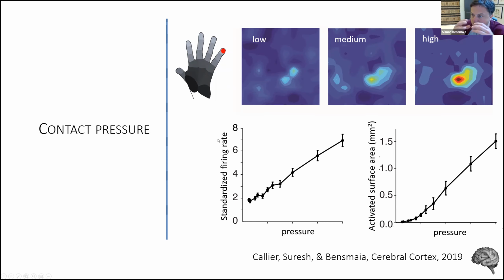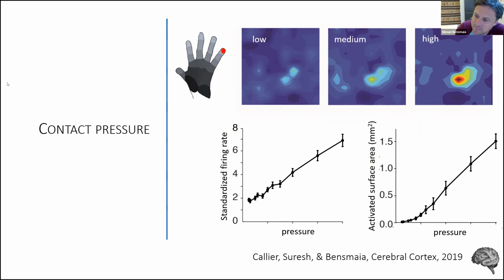One, the neurons in the most active part become more and more active. And two, more and more neurons become activated by this pressure stimulus, so you can see the area of activation increase. That's how the brain encodes pressure. So we're going to try to reproduce that through electrical stimulation.